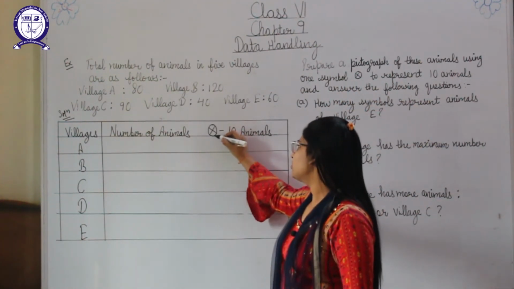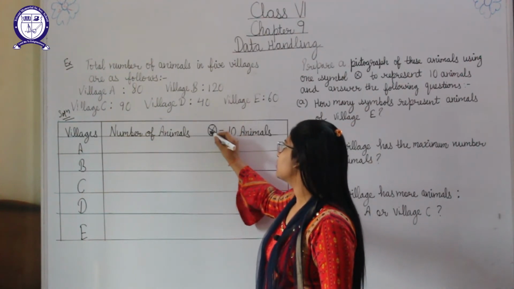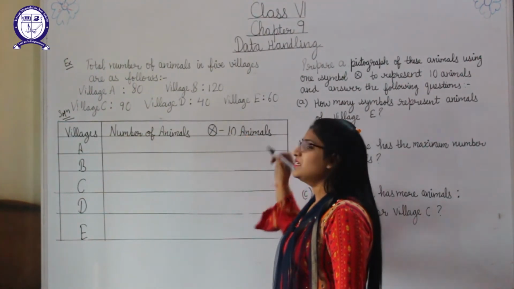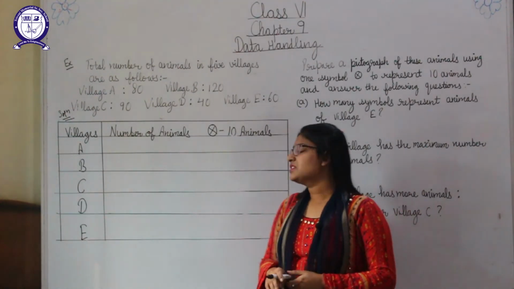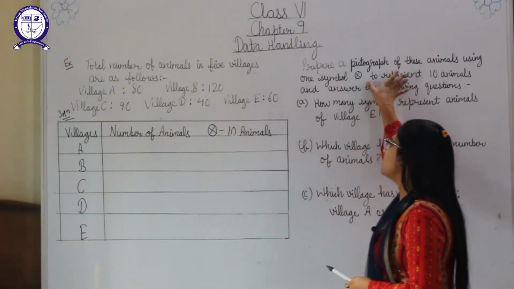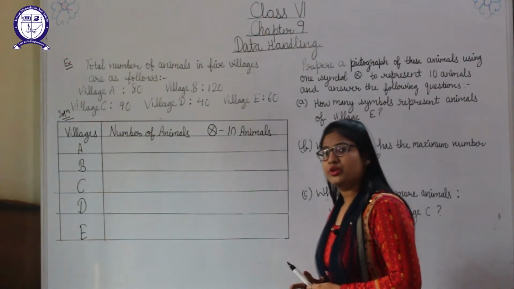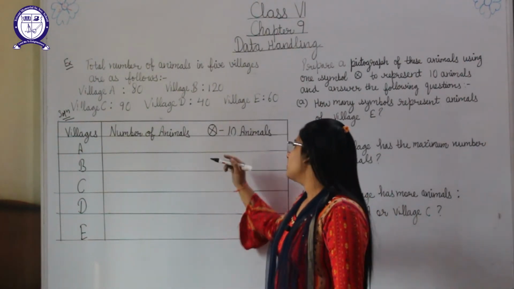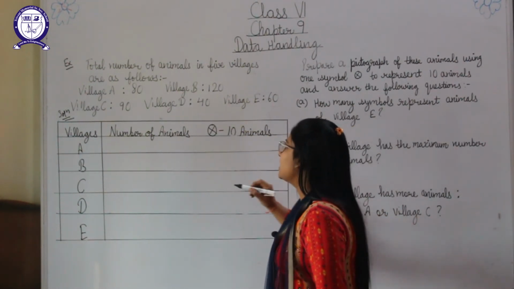We have to use this one symbol, a circle with a cross within it, to represent 10 animals. Students, if it is not given to you in the question what symbol you have to use, then you can take one according to your wish. Okay, now we will use this symbol to represent 10 animals.